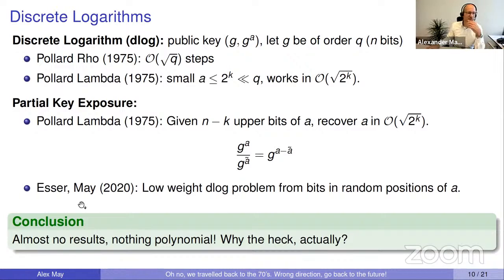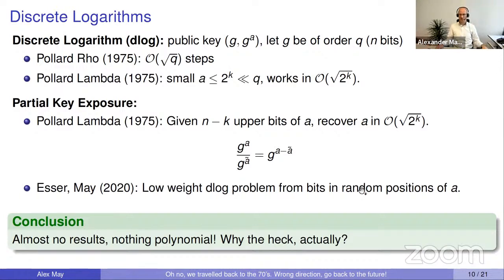And here in this work with Andre Esser, which was at Eurocrypt 2 years ago, we were asking ourselves the question: what if I give you bits in random positions of the discrete log? Then you can show, similar as in this, you get a low weight discrete log problem, but here the algorithms are even worse. You don't even get the square root of the search space, but something worse.